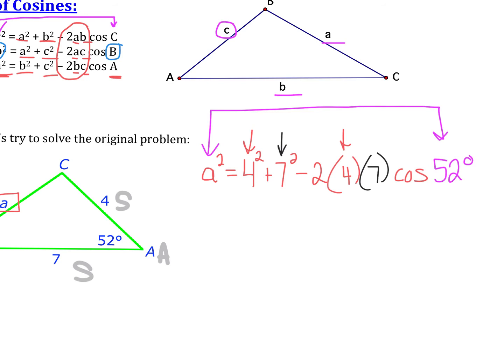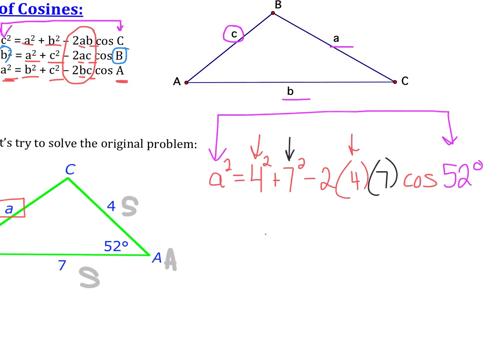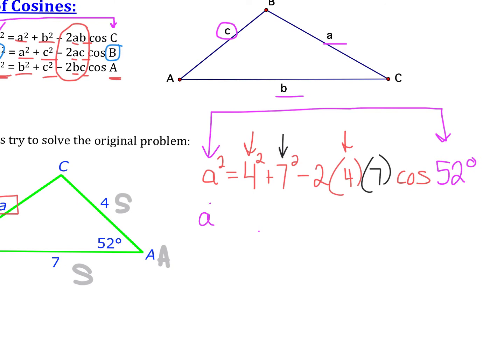So now I can work through this. I'm going to get A squared equals 16 plus 49 minus 2 times 4 times 7. 2 times 4 is 8. 8 times 7 is 56. Cosine of 52.